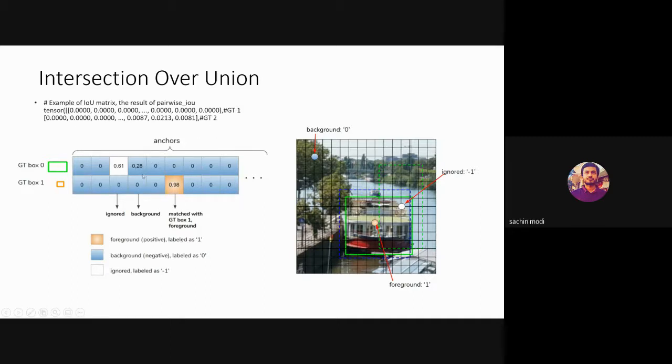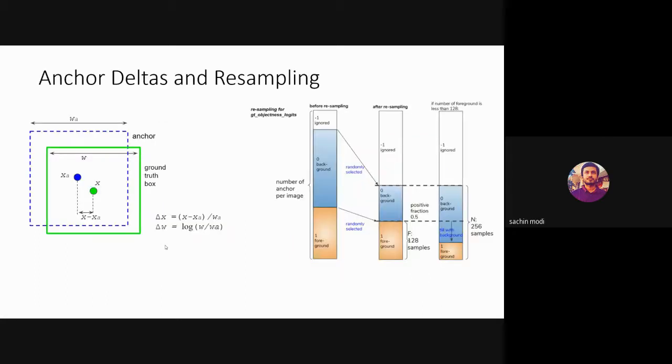Then it sees if the IOU is greater than 0.7, it will label it as foreground, meaning there is some object in that image. And if it is less than 0.3, it will label it as background, as 0. And if it is between 0.3 and 0.7, it will simply ignore it. Now there are too many anchor boxes, so what we do is we resample them.